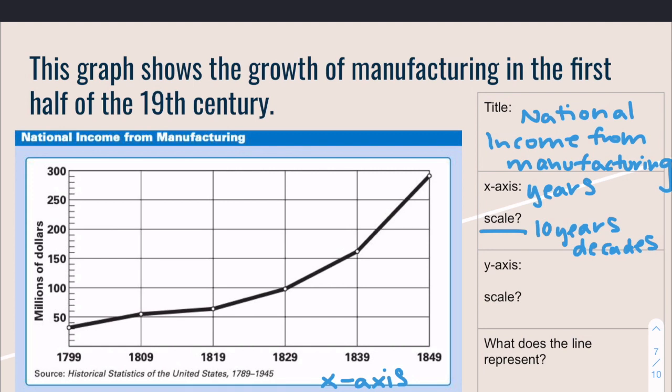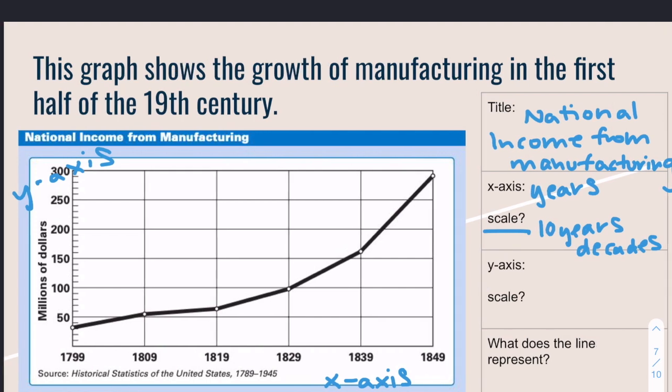The y-axis is going to be the axis that goes up and down. So it's this one up here. And you can see there is a label for that one, which makes it nice. So it says millions of dollars.